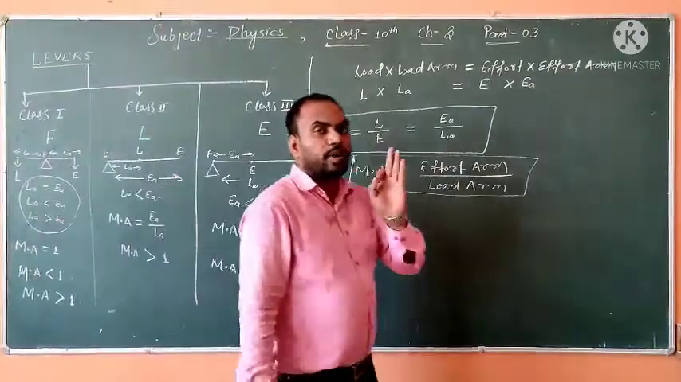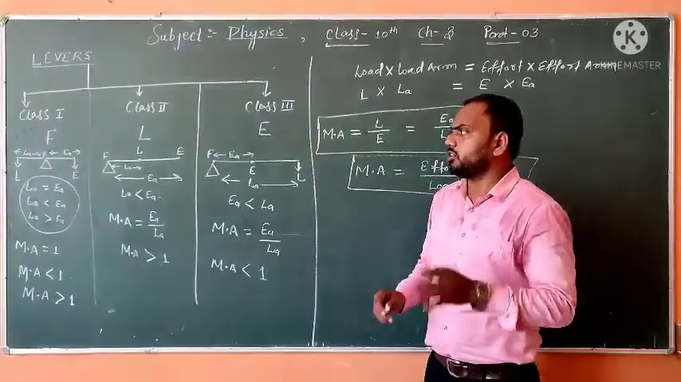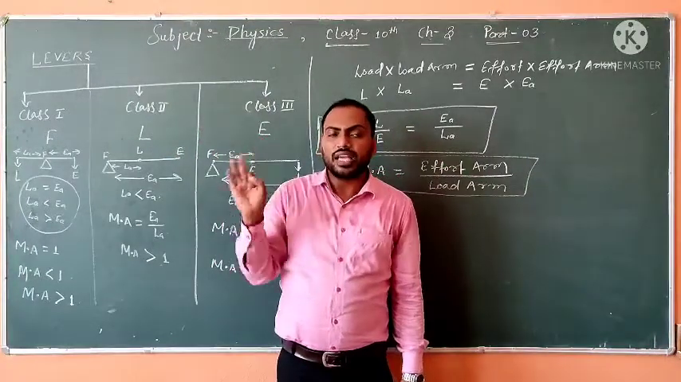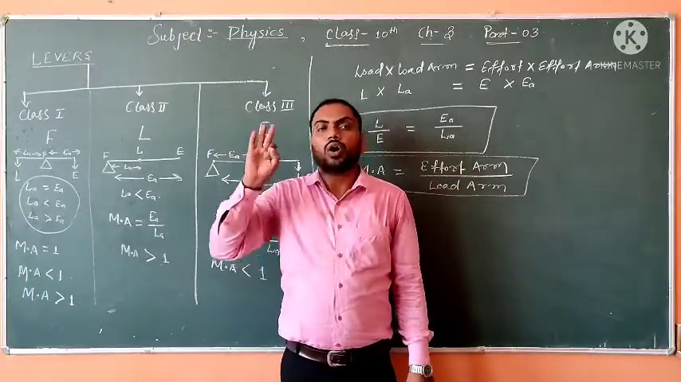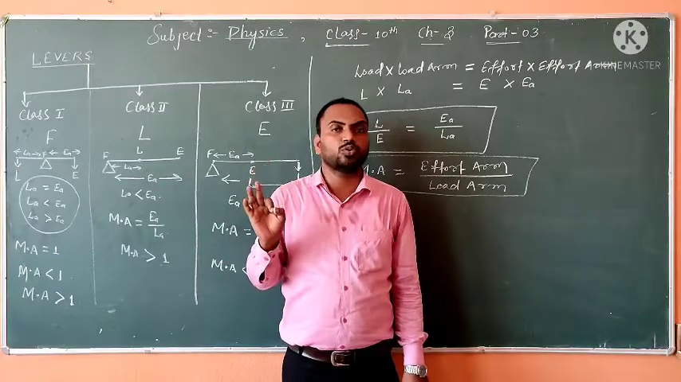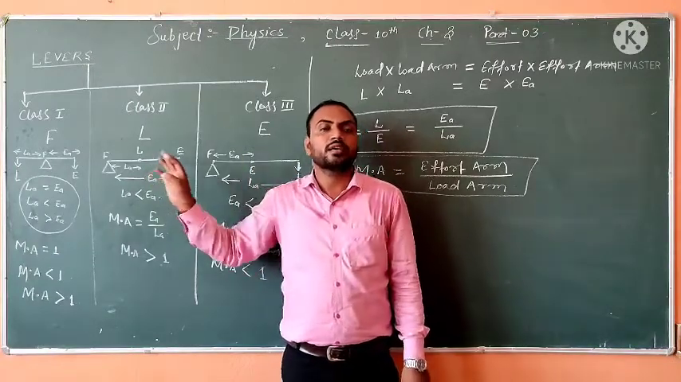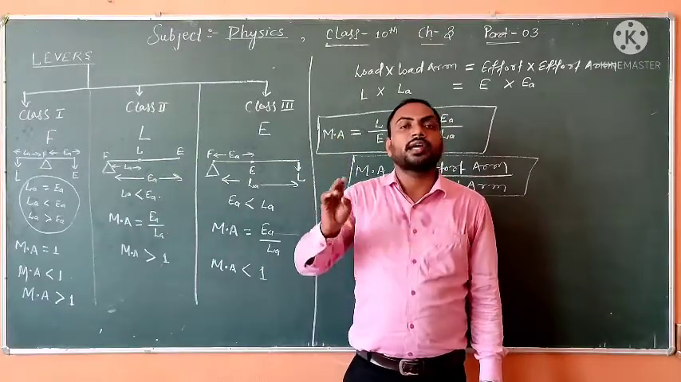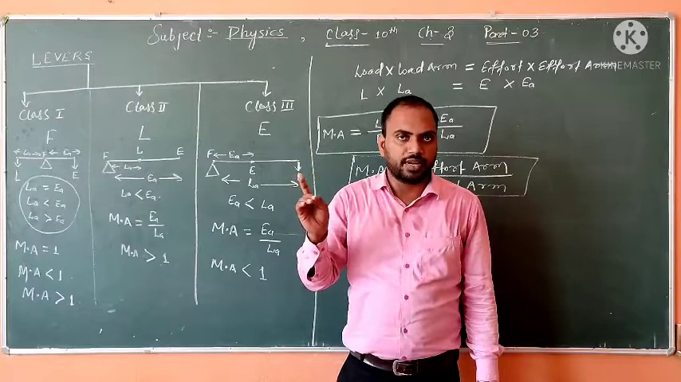Make it clear in your mind. Class 1 type of lever will perform all three functions which a machine does. That is, it may be a speed multiplier, it may be a direction changer, it may be a force multiplier.